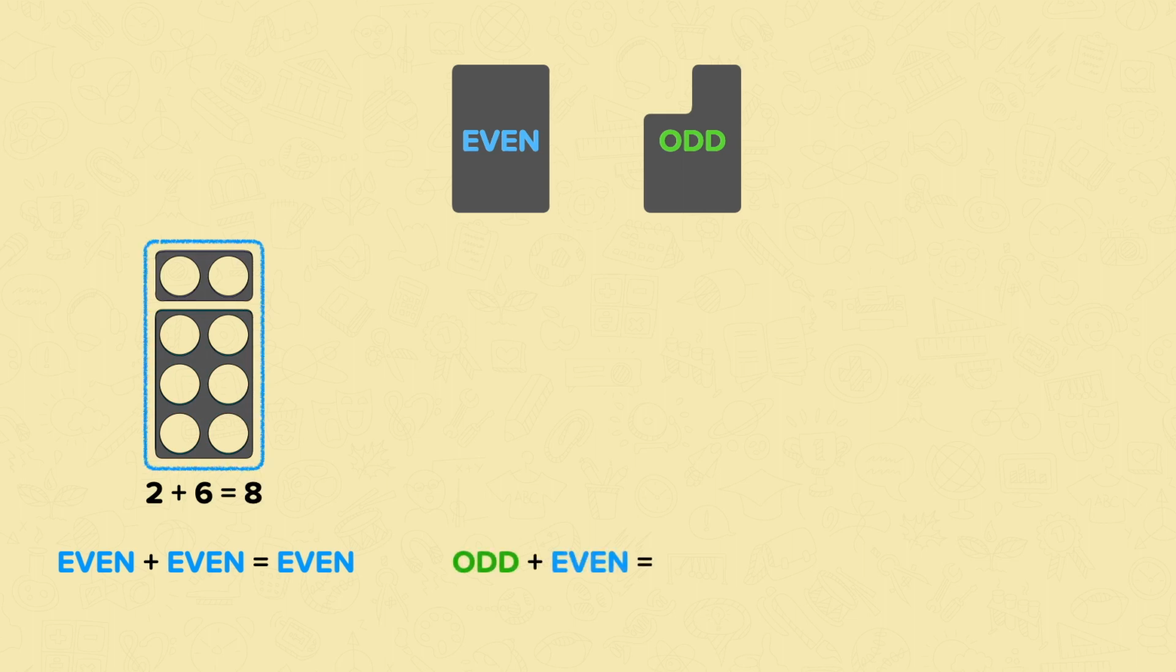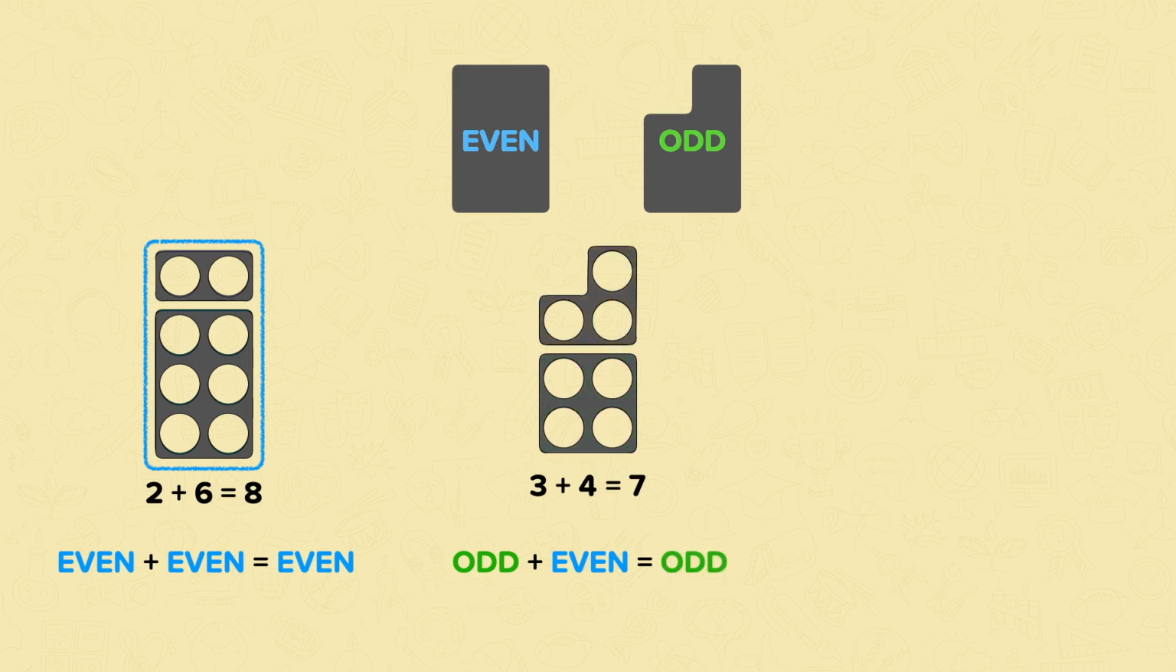What happens when you add an odd and an even number together? Let's use 3 as our odd number and 4 as our even number. 3 plus 4 equals 7, and 7 is an odd number. So we know an odd number plus an even number is an odd number.